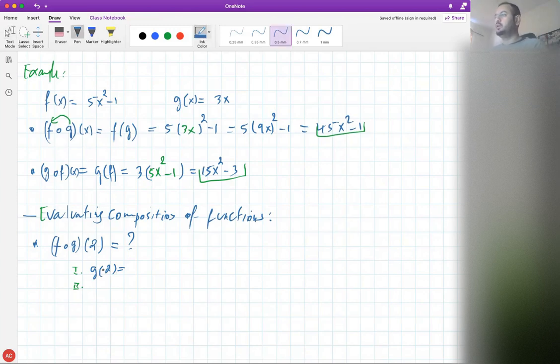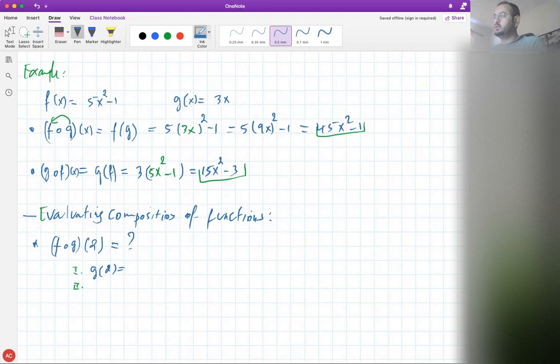Everybody, how do we evaluate this? How do we find g of 2? These are the functions. Can I replace x by 2? Okay, where do we do that? Like, for example, 3 braces 2. No, 3 times 2. That's right.